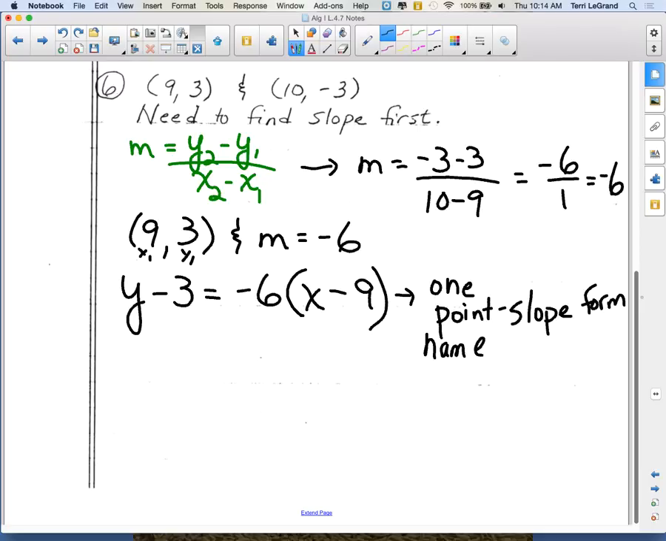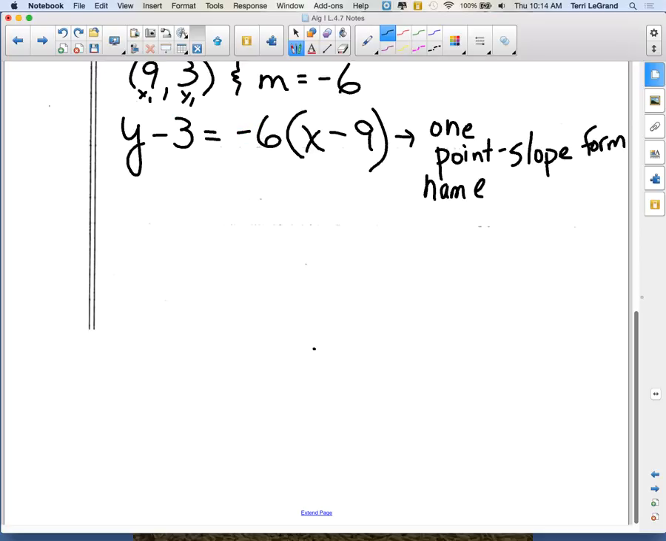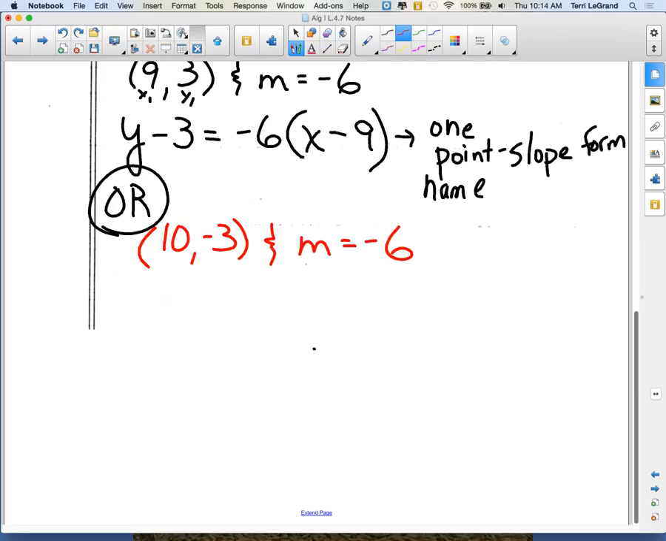Okay, let's do this other one. We got one more of these to do yet. You can put a big fat "or" here. You don't have to do both of them, but in your notes I want you to have both of them. We also could work with the other ordered pair, which is what again? 10, -3. And m equals -6. Here's another of the infinite names this line could have. So we're going to do y subtract what? -3 equals -6 times x subtract 10.